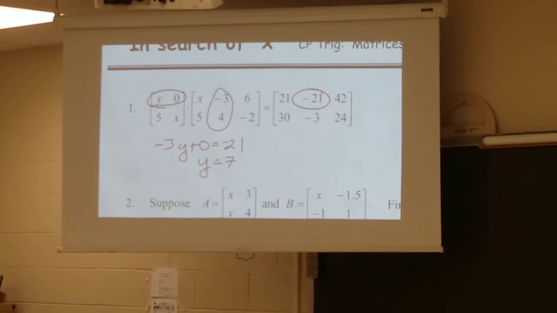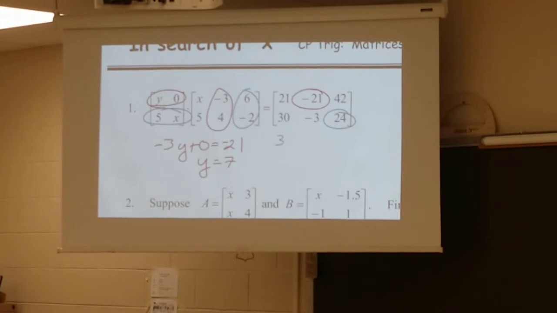And then if I want to solve for x, I probably should be circling this second row, but I can honestly circle anything I want over here. I'm going to circle the last column just so I can show you guys that that would have to equal 24, since that's in the second row, last column. So 5 goes with 6.